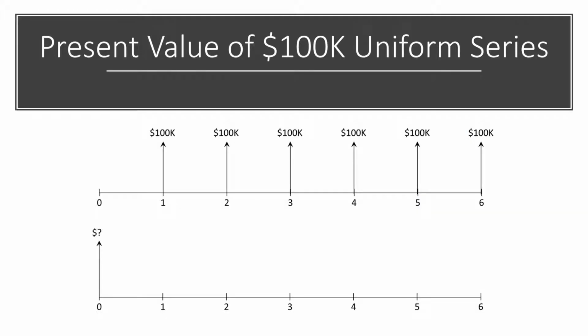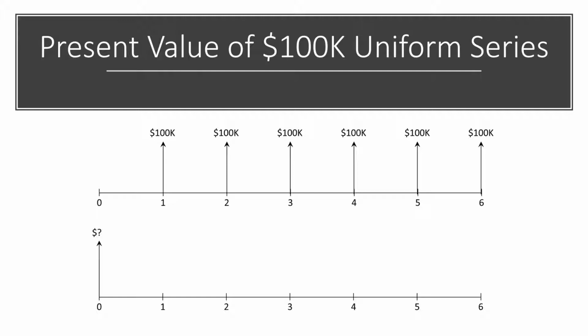All right, we can do the same thing for a uniform series or annual series. So let's say we have a 100K uniform series. In other words, we have 100K spent every year, or excuse me, taken in each year from years 1 through 6. Remember, we're using that end of year convention. So 1 here is basically the end of year 1. And we want to know what is the equivalent present value of this annual series.